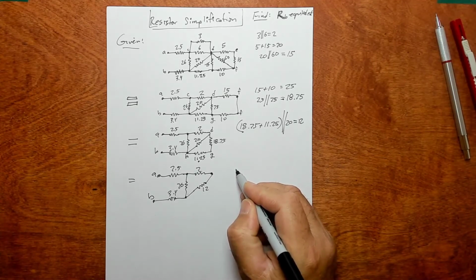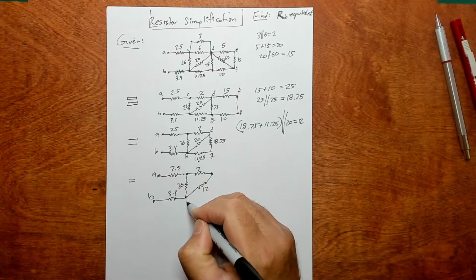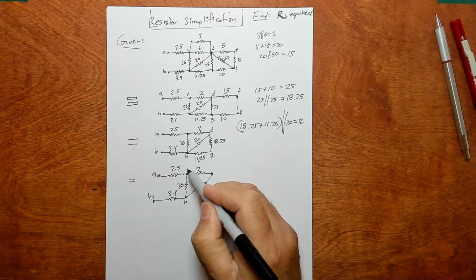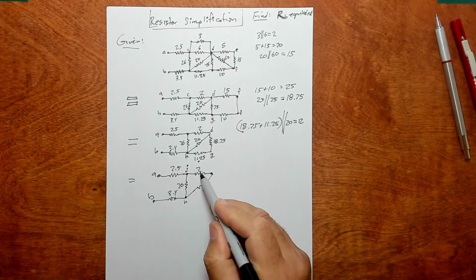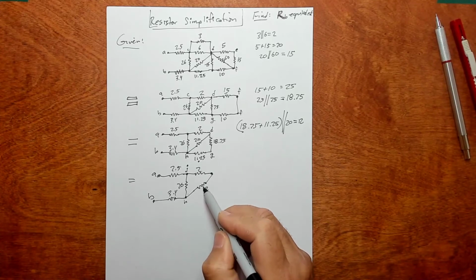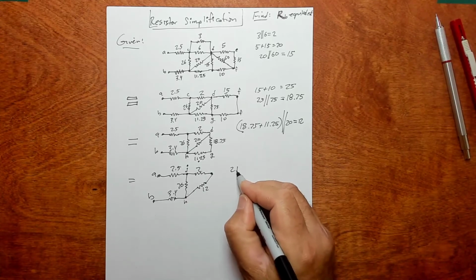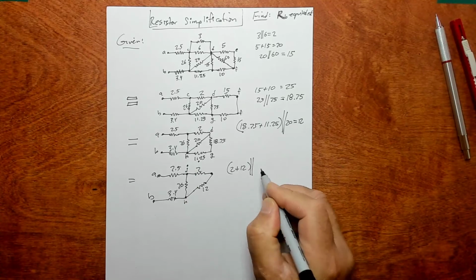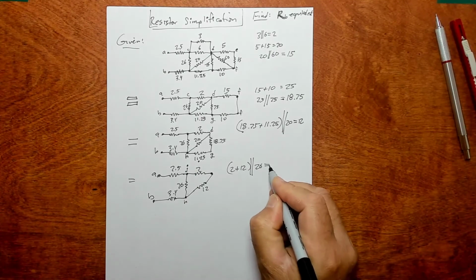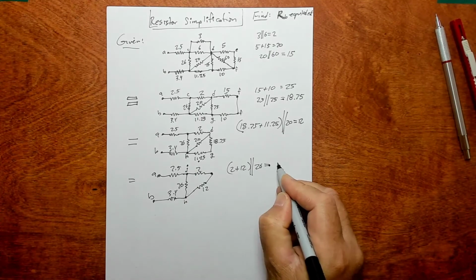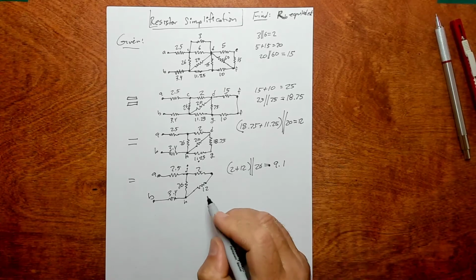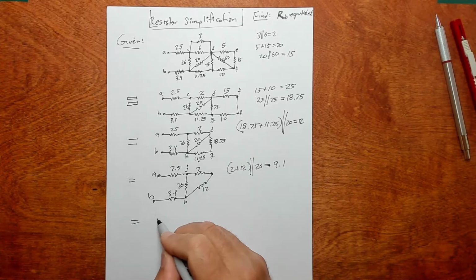Same problem over again. We're just solving the same problem over and over again. So this is H. This would be, let's call it J. Right? So we've got 2 and 12 in series, and then that resulting equivalent would be in parallel with 26. So 2 plus 12 in parallel with 26 is 9.1. It's not a nice number. But then we redraw one more time.